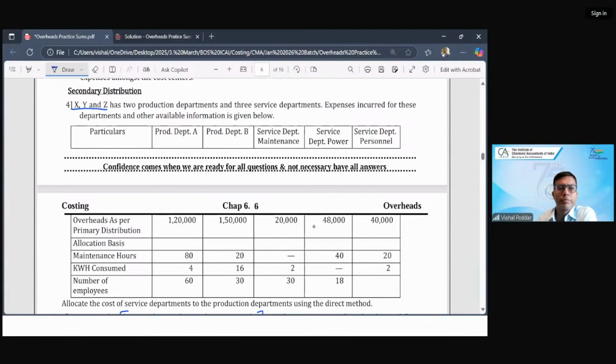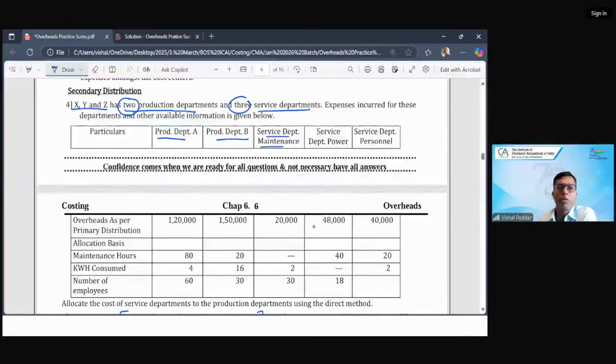XYZ is the name of the company. It has 2 production departments, 3 service departments. So for the first time, we have got it the other way around. Production is 2, services are 3. Expenses incurred for these departments and other information available is given for the production departments and for the service departments.